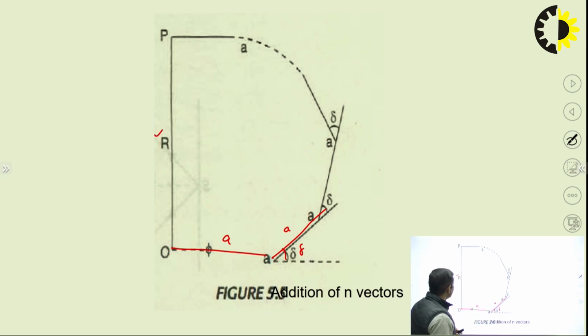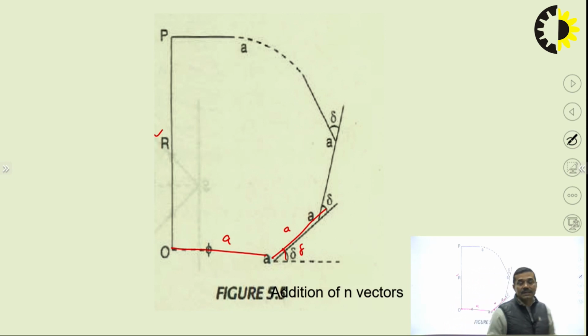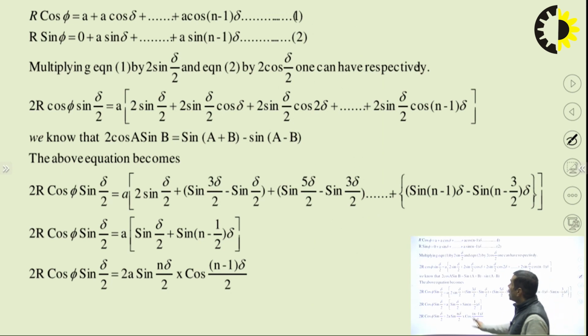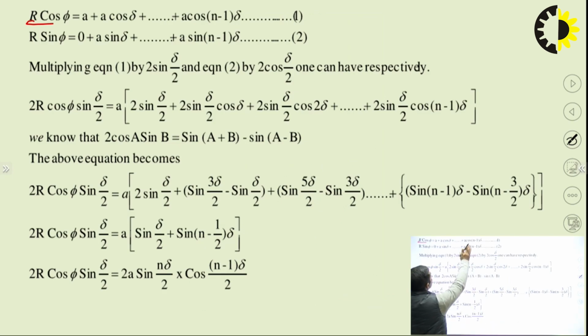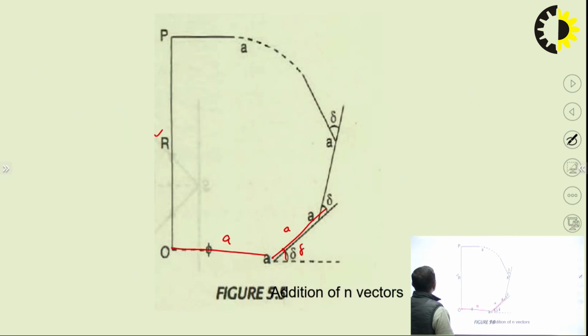To find the resultant vector, we will take the components of R in the horizontal direction and in the vertical direction. In the horizontal direction, the component of R is R cos phi, and this will be the sum of all these components. That means the horizontal components will be A, then A cos delta, and so on, and the last component will be A cos (n minus 1) delta. So first we write the horizontal component of the resultant vector, along the x direction. Then we write the vertical component of the resultant vector R, which will be R sin phi.